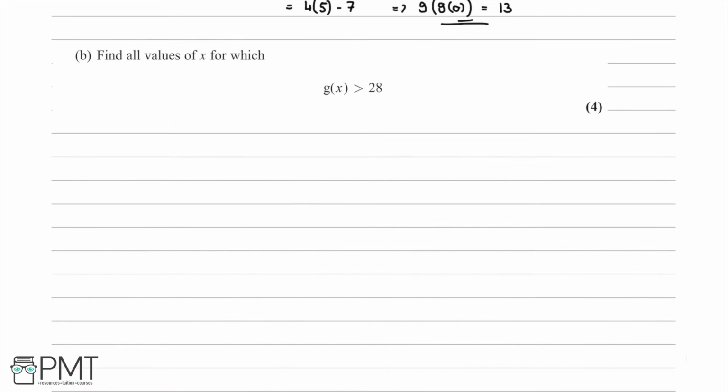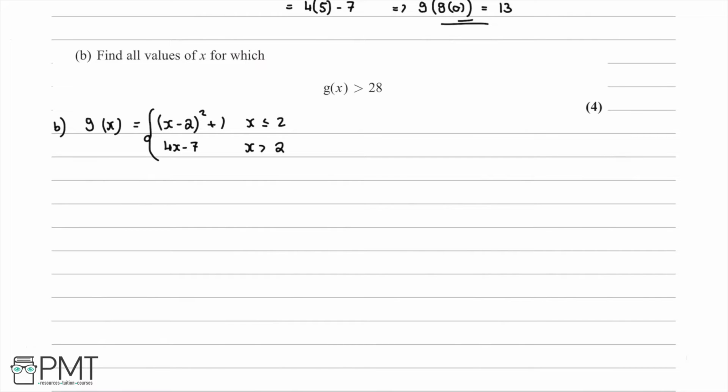So now for part B of this question, we're asked to find all the values of x for which g of x is greater than 28. So we'll recall here that g of x is our piecewise function, which will be (x minus 2) squared plus 1 for x less than or equal to 2, and that will be 4x minus 7 for x greater than 2.